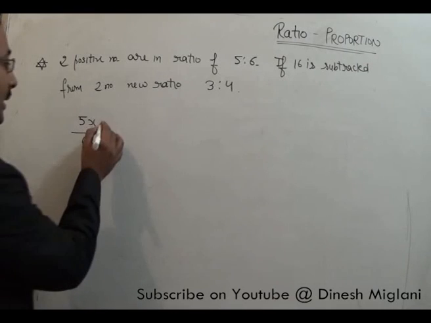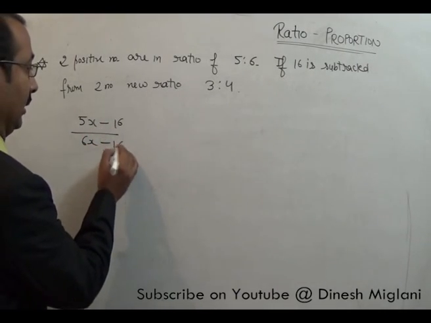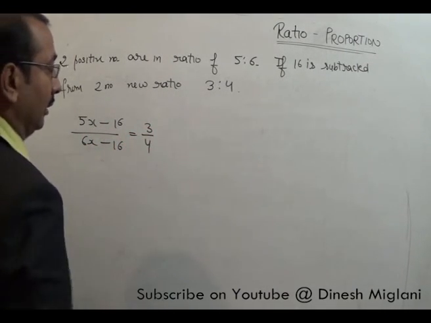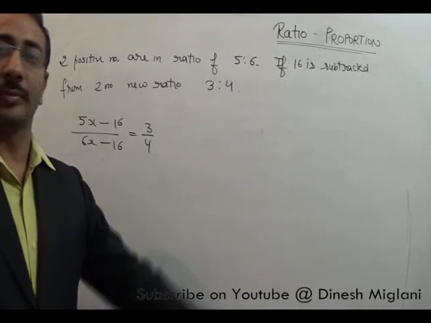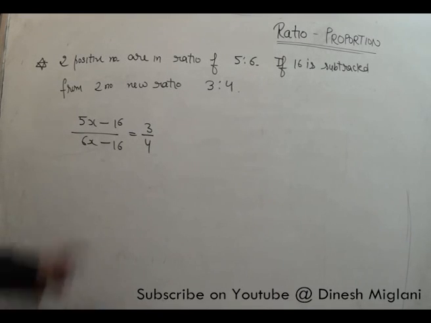So, I will subtract 16 here, also 16 here. The new ratio becomes 3:4. Now, these types of questions are very simple. Suppose in place of 16, if something has to be added, I can also go with the same way. In the case of subtraction, I will just make an addition.